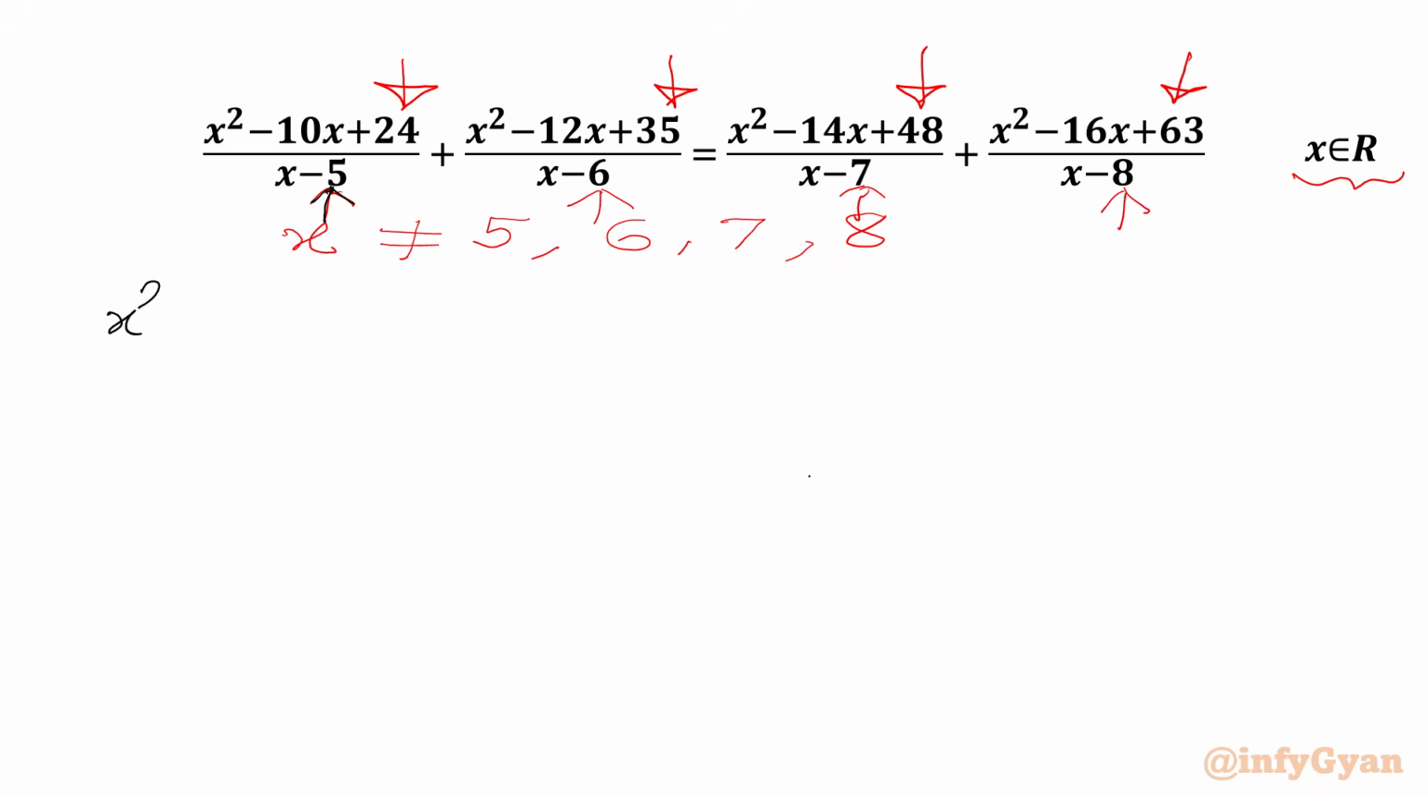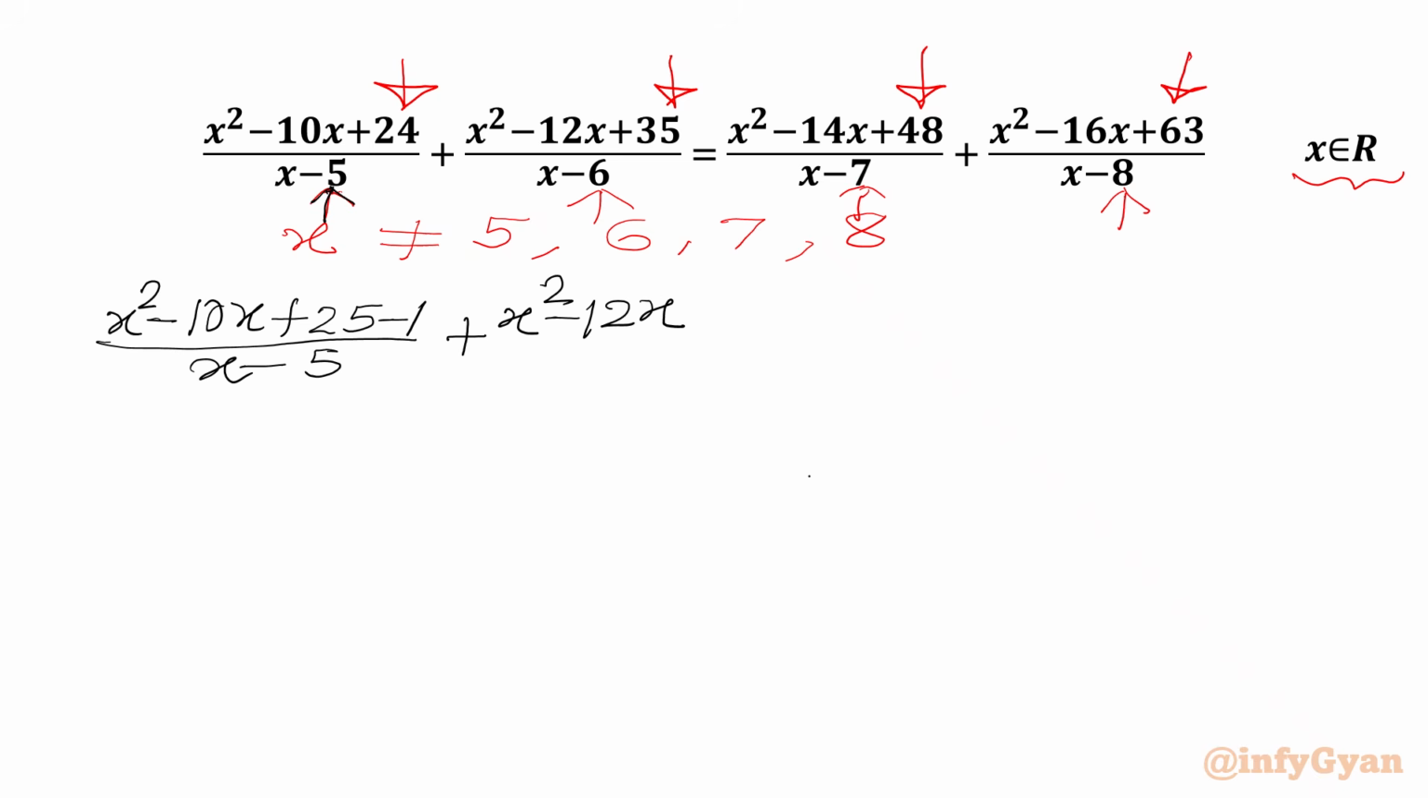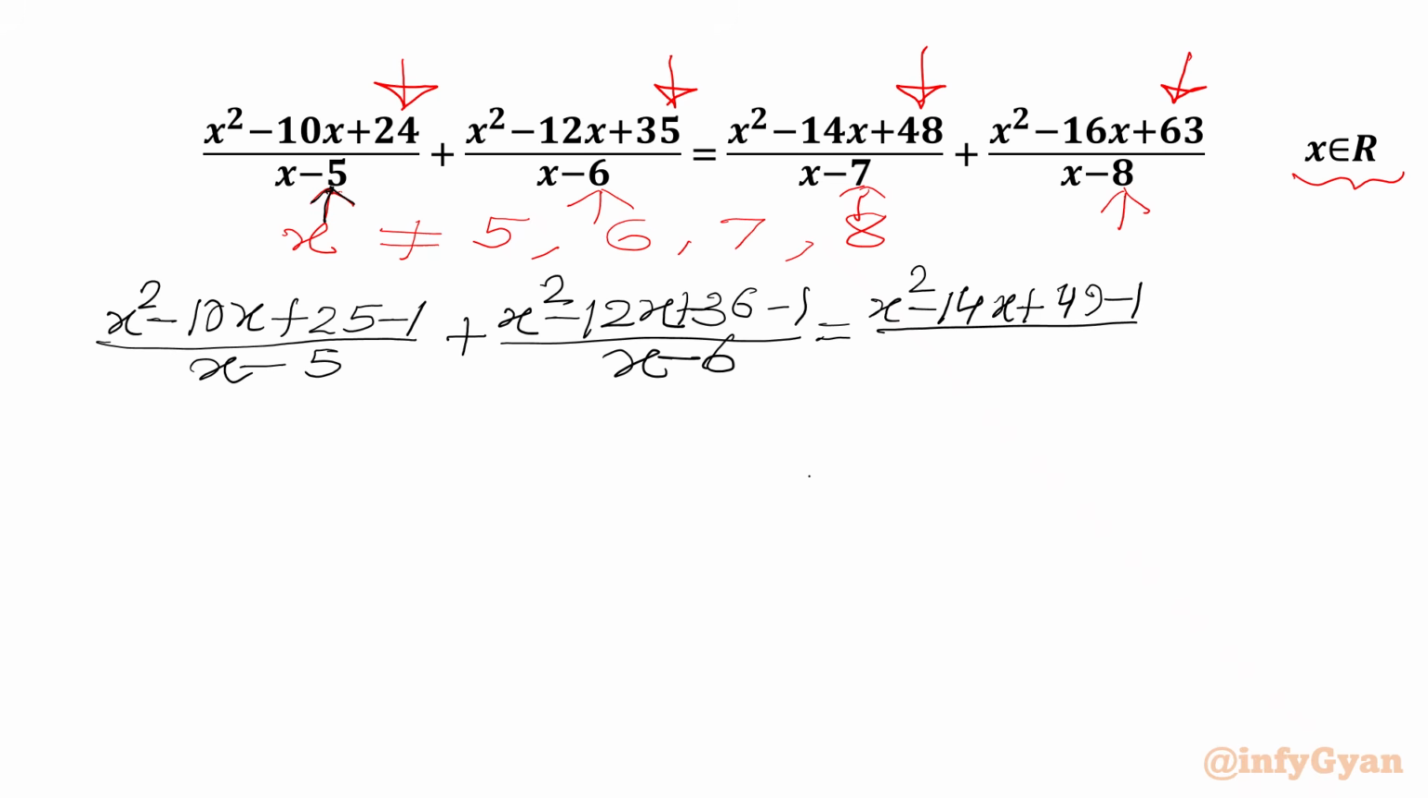So I can write x square minus 10x plus 25 minus 1 over x minus 5, plus x square minus 12x plus 36 minus 1 over x minus 6, equal to x square minus 14x plus 49 minus 1 over x minus 7 plus x square minus 16x plus 64 minus 1 over x minus 8.